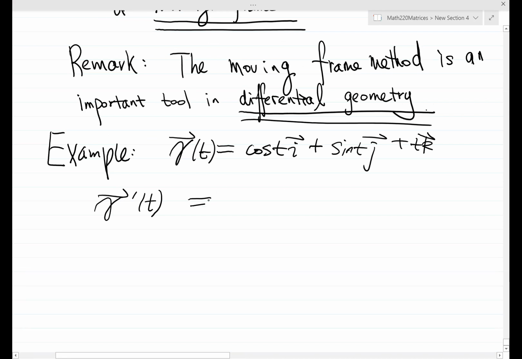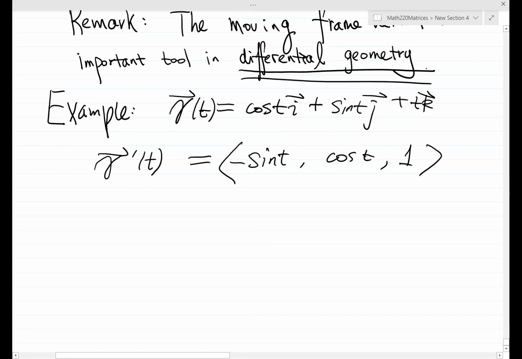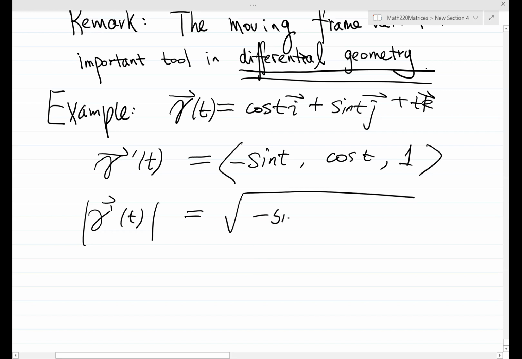So we find our derivative. We get negative sine, cosine, and 1. What we are doing here is actually the helix. For the norm of the derivative, we find negative sine t squared, plus cosine t squared, plus 1 squared. So this is actually square root of 2, since sine squared plus cosine squared is 1.